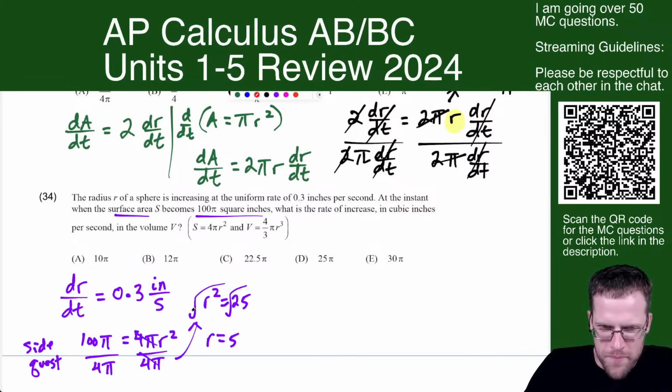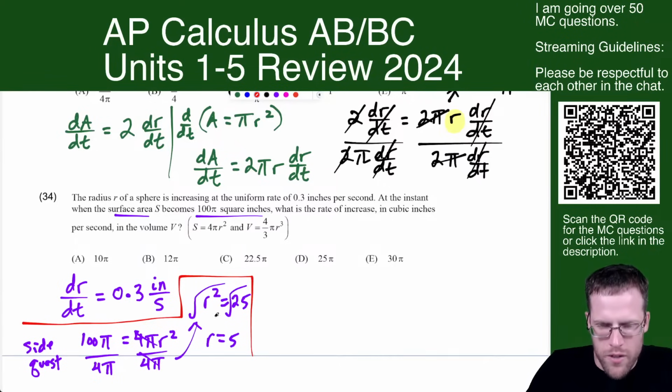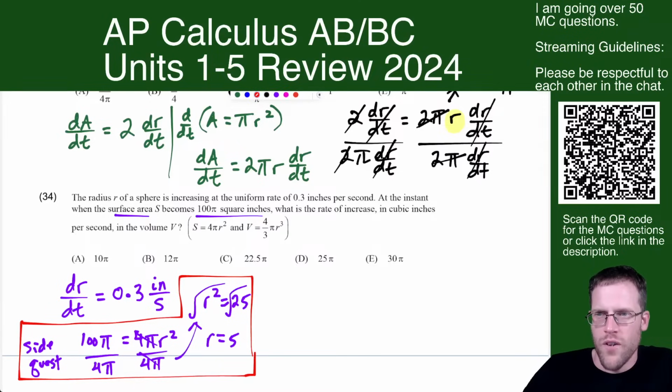So here, this part is just kind of a side quest. The part that I did here, and then eventually we'll get back to the main quest. So the actual goal, the question is asking us, what is the rate of increase in the volume? Volume, they gave us.